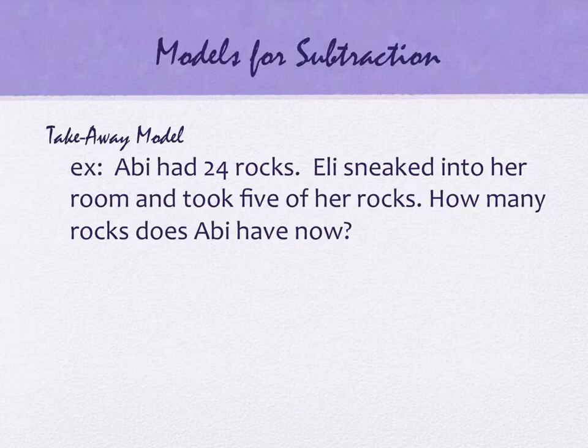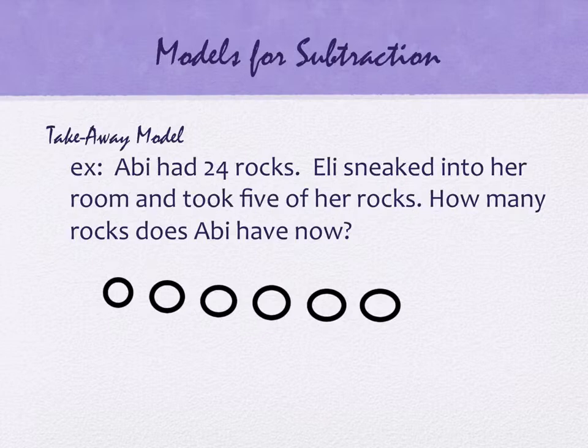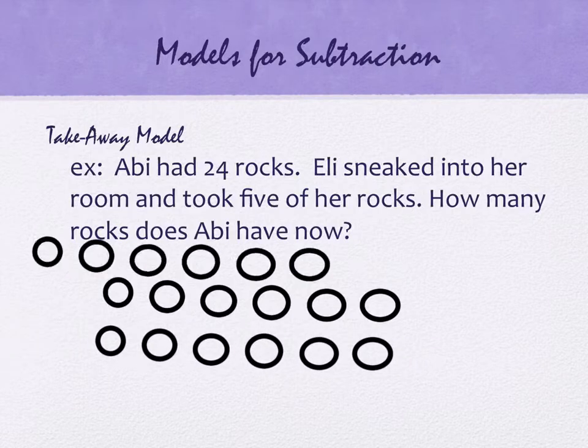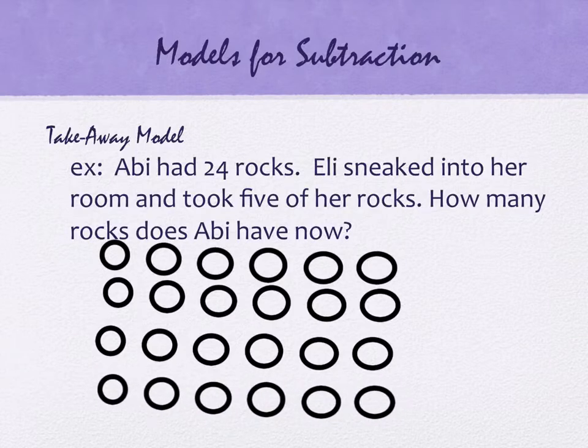All right, so visually, what happens when you're working with the really young ones is that this has a very visual feel to it. So we're going to draw 24 rocks. I have 24 circles that I'm going to call rocks. Sound good? I have 24 rocks.